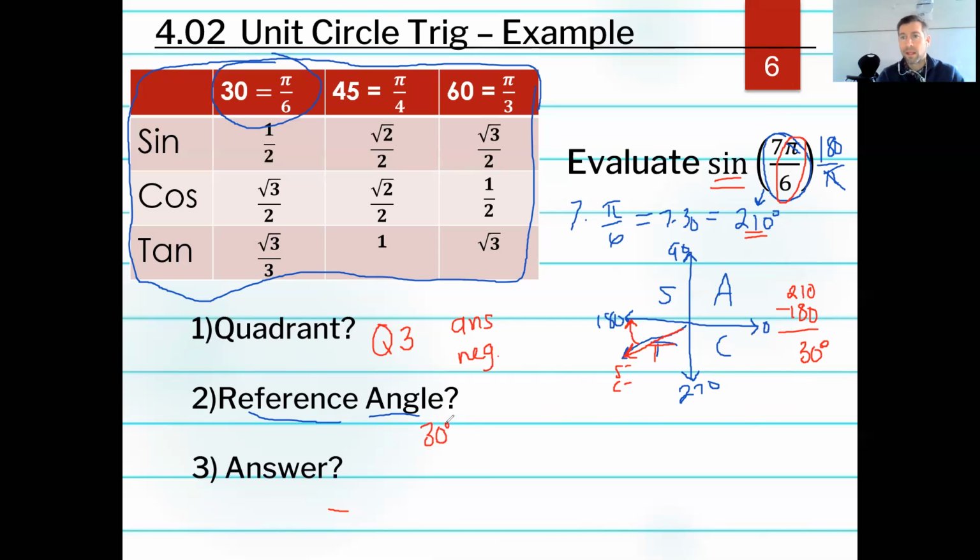Why that is important is because whatever my answer is going to be negative, I'm just going to use sine of 30 to find my answer instead of sine of 210. So if I look up here, I see sine of 30 degrees is 1/2. So my answer, putting those two things together, is negative 1/2. This is how I organize my thoughts and my work when I'm doing these. I think of quadrant and I think of reference angle. Then I put those two things together to see what my final answer would be.